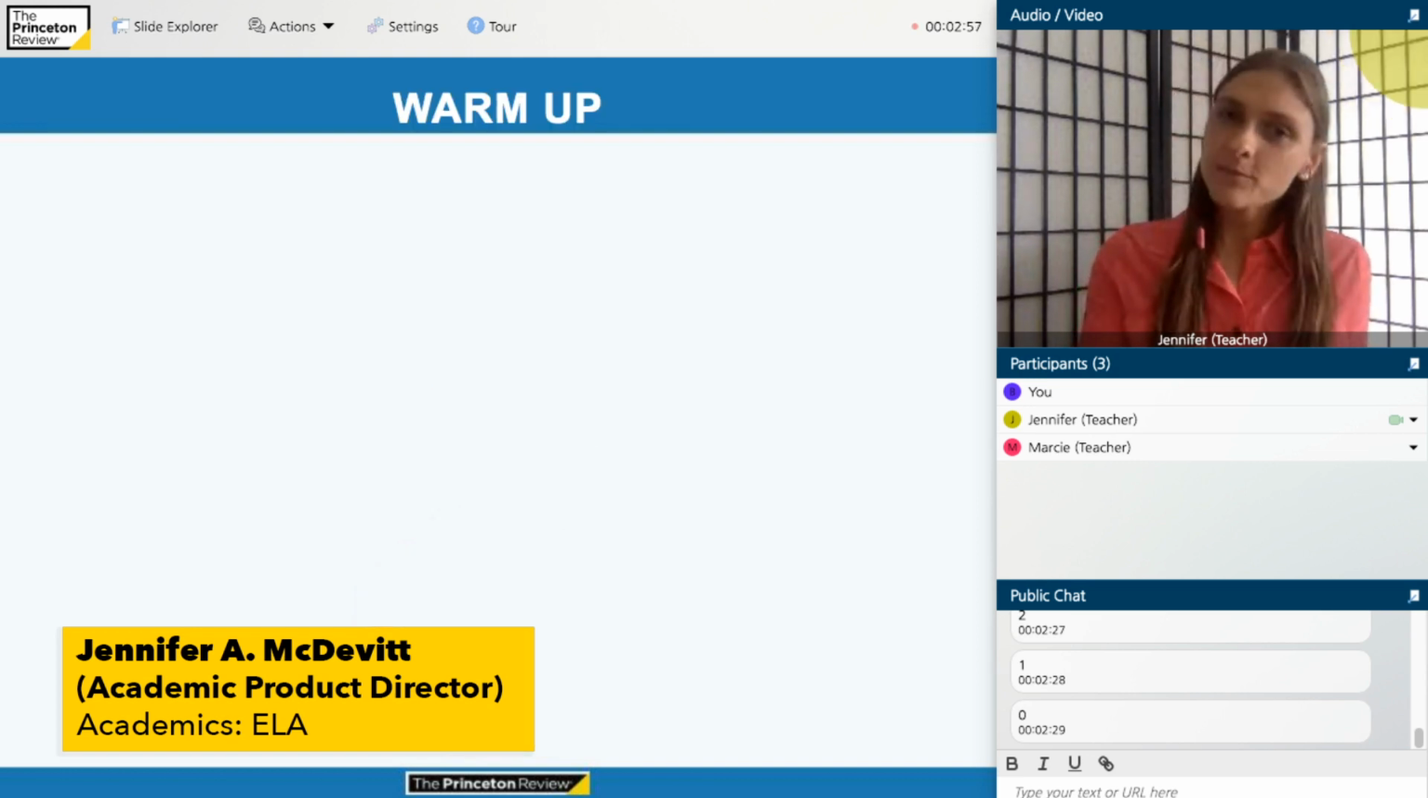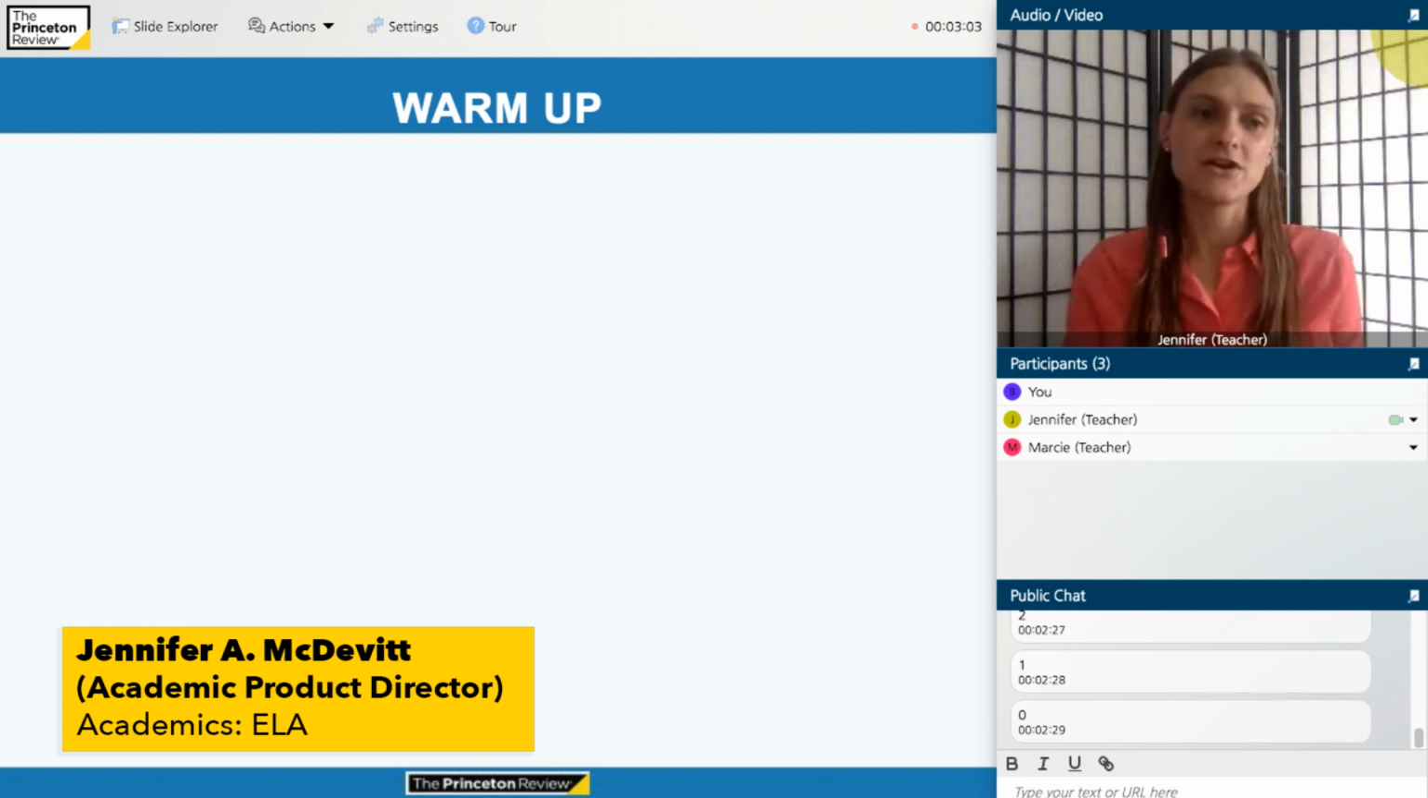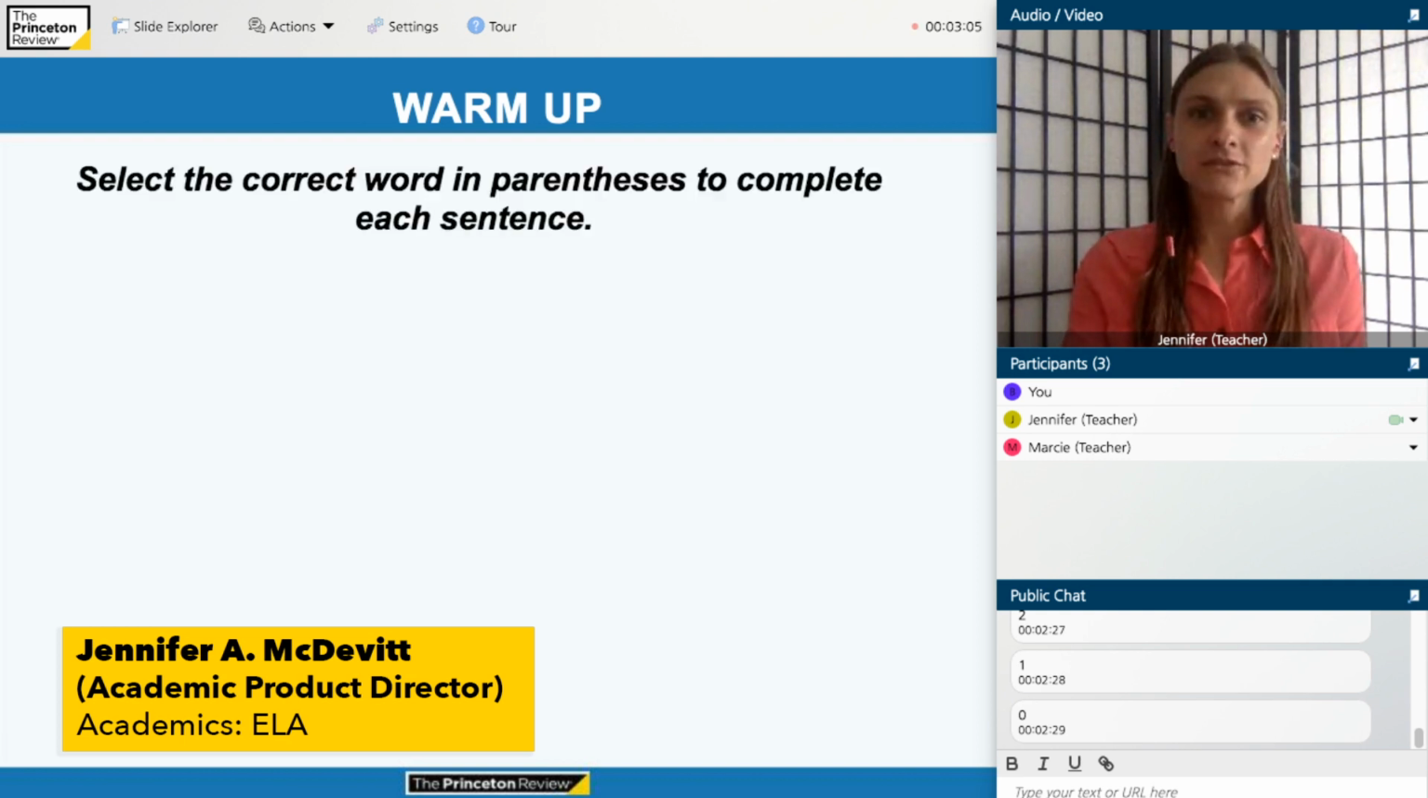Grab a piece of paper, pencil, whatever you want to write with to mark these answers down. We'll come back to this slide at the very end. So what you're going to do is select the correct word inside of each set of parentheses to correctly complete the sentence.